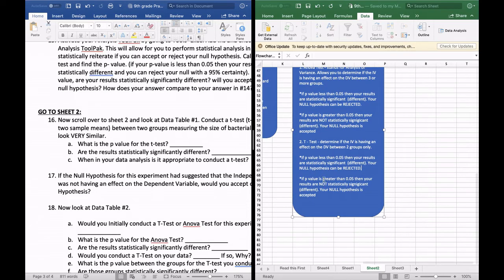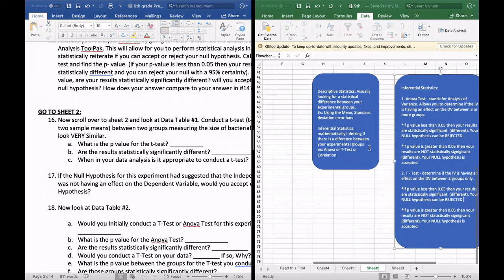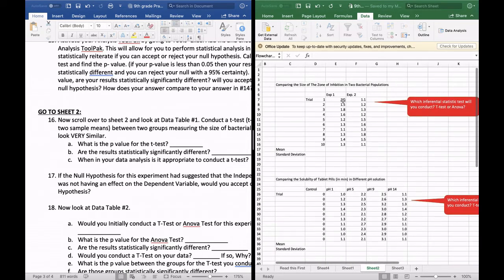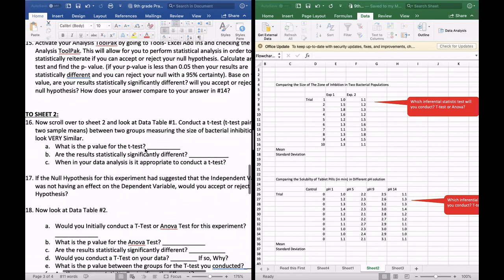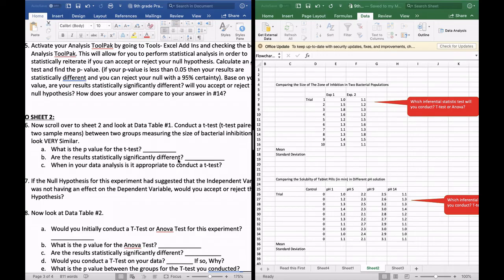Same thing for a t-test, but the only difference here is that a t-test is conducted when you're comparing 2 groups alone. So up here, notice that you have 2 groups. So it makes sense to run a t-test and a t-test alone. Question number 16 is asking, what is the p-value for the t-test, and are your results statistically significantly different? And when in your data is it appropriate to conduct a t-test?